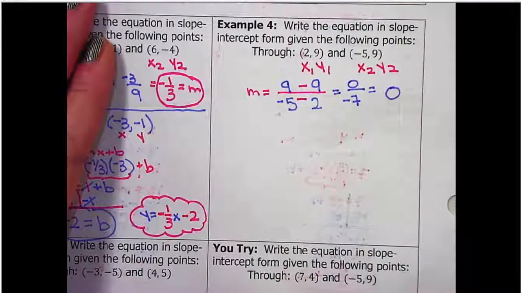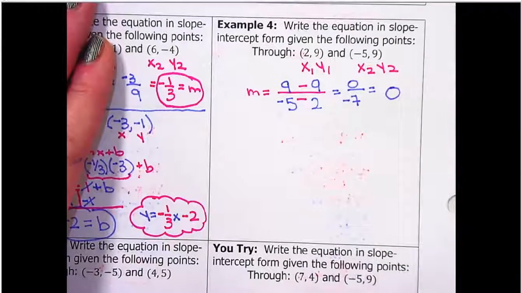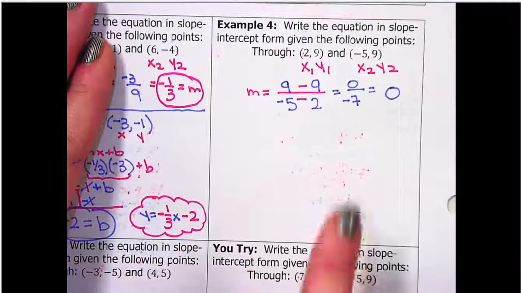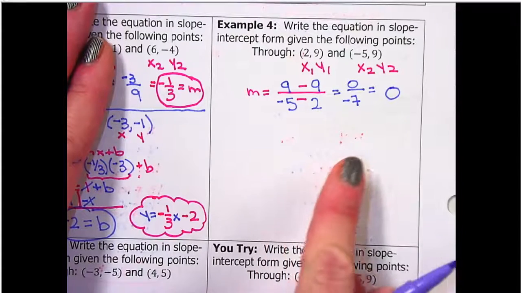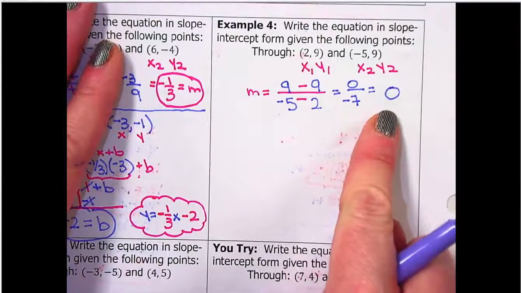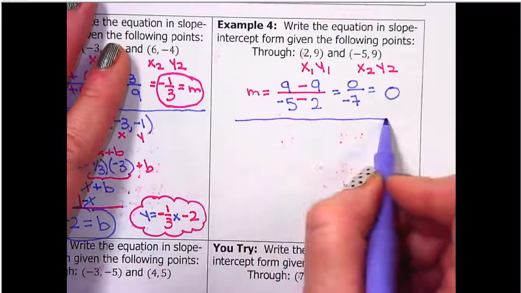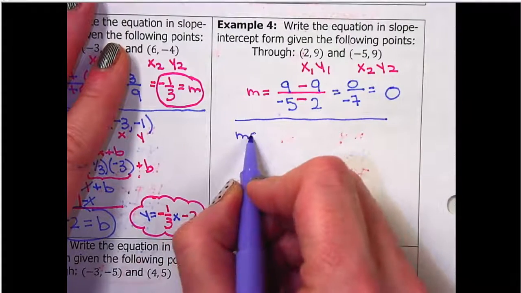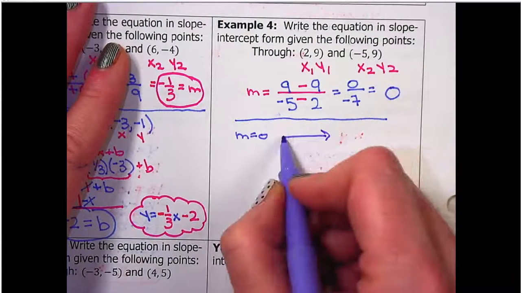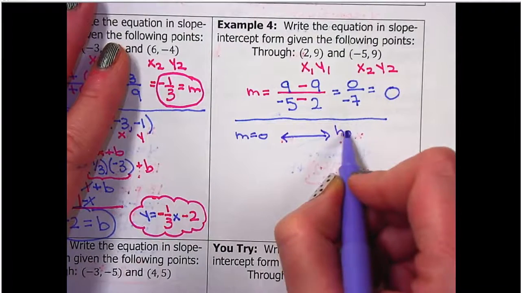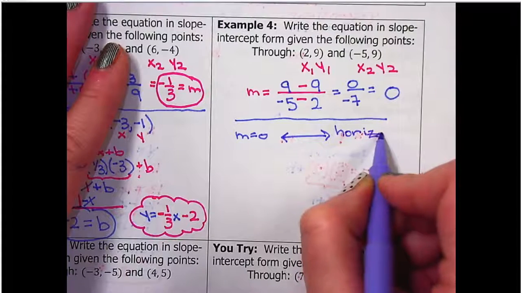So this is actually a special case line. Vertical and horizontal lines you need to have memorized. Vertical lines have an undefined slope. Horizontal lines have the slope of 0. So because m equals 0, we know that this is actually a horizontal line.